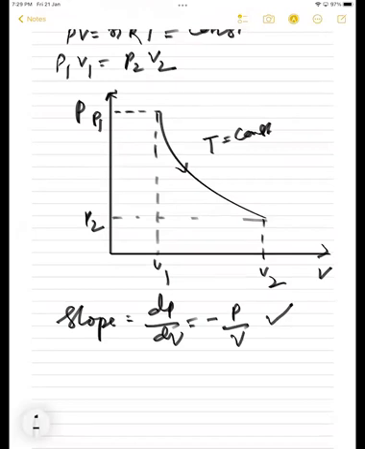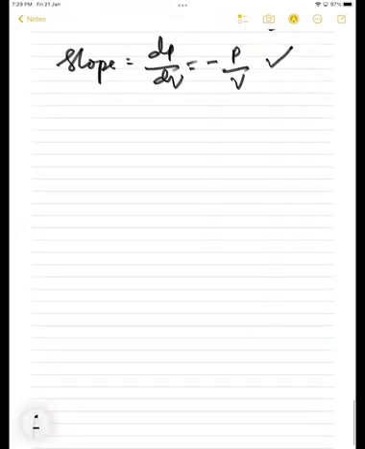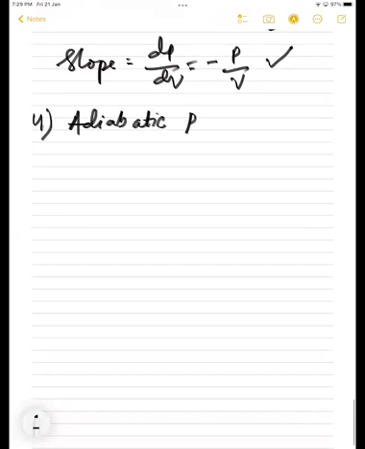Then at last, let's go to adiabatic process, right? Give heading number 4, adiabatic process. We'll see these 4 processes today. Then we'll see the numericals on this in the next class.